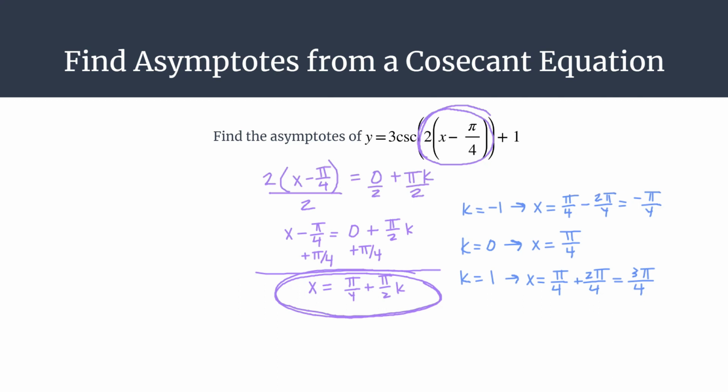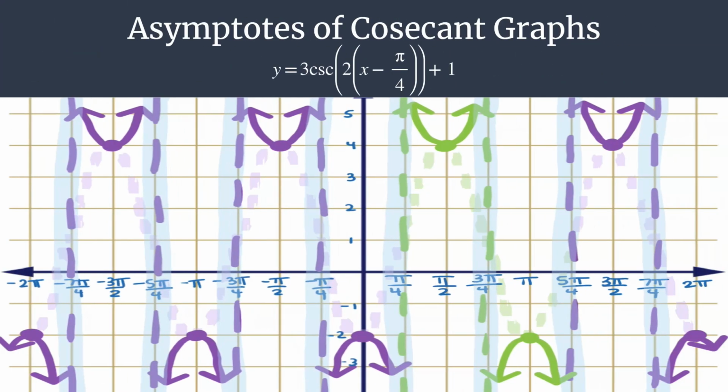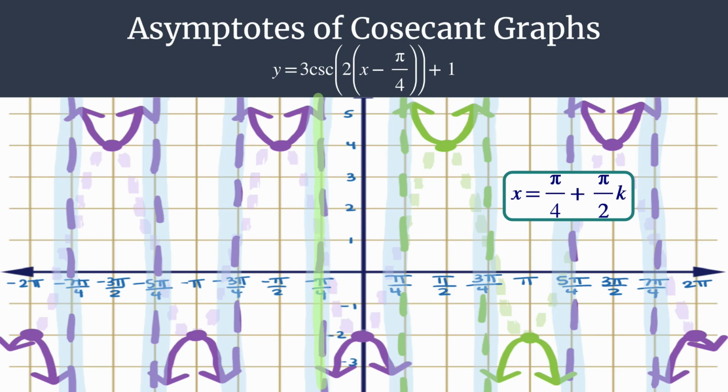All right, so now that we know a few asymptotes that our asymptote generating equation gets us, let's look at this graph. So here's the graph, and here is the asymptote generating equation. And you can see some of the asymptotes that we predicted are here. We said when k was negative 1, we got negative pi over 4. When k was 0, we got pi over 4. And when k was 1, we got 3 pi over 4. So you can see as your k's increase, you should be getting the asymptotes moving to the right. And as your k's decrease, you'll be getting the next one to the left.